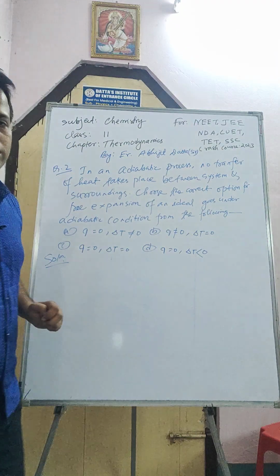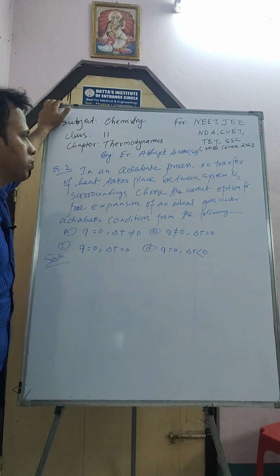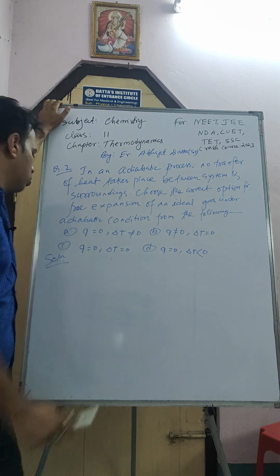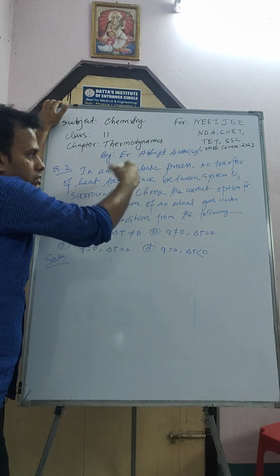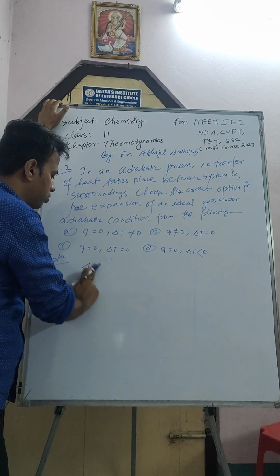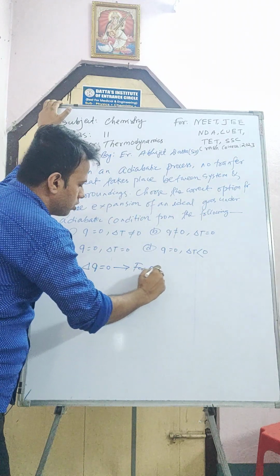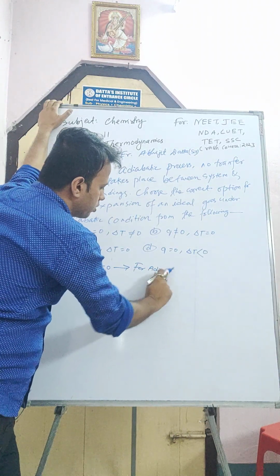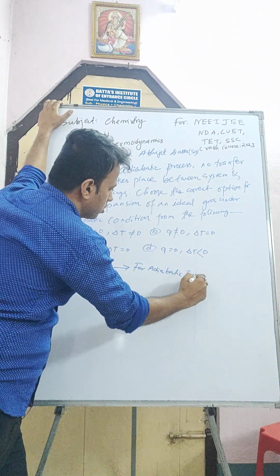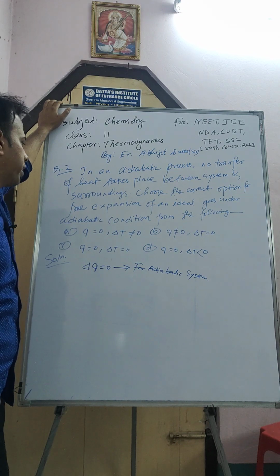So students, our next question, that is question number 2, is like that. In an adiabatic process, no transfer of heat takes place between the system and the surroundings. So in an adiabatic system, no transfer of heat takes place between system and surroundings. That is del Q is 0. For an adiabatic system, okay, del Q is 0. Now choose the correct option for the free expansion of an ideal gas.